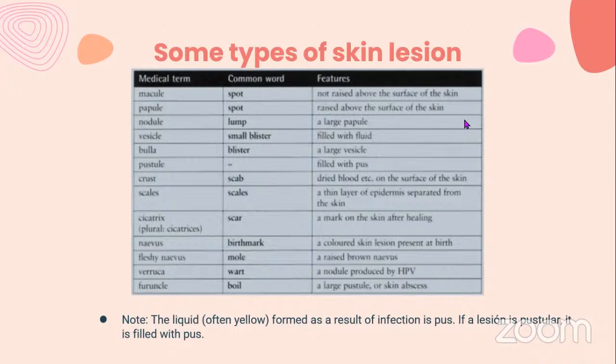Verruca, common word wart, features a growth produced by HPV. Furuncle, common word boil, features a large pustule or skin abscess. Note, the liquid, often yellow, formed as a result of infection is pus. If a lesion is pustular, it is filled with pus. Okay, thank you so much.